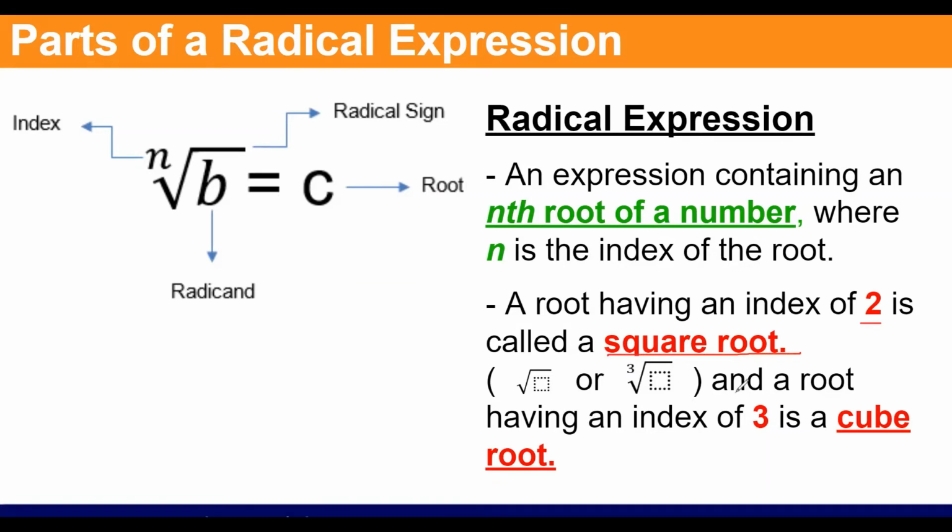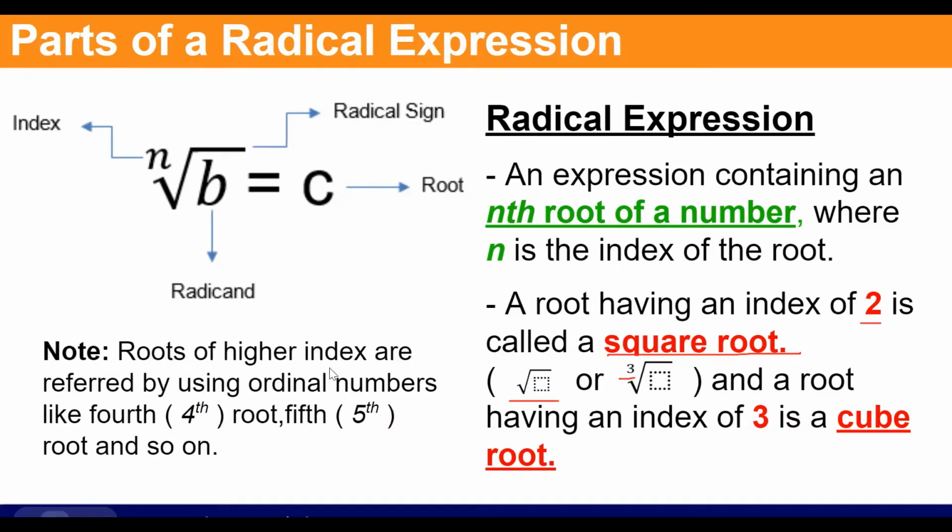Okay? Ito po yung symbol natin. Ayan, square root. Ito naman po, cube root kasi ang index niya ay 3. So, note, roots of higher index are referred by using ordinal numbers like 4th root, 5th root, and so on. So, kapag mas mataas na po sa index na 3, ang tawag na po natin doon ay 4th root, 5th root, 6th root, and so on. So, according po sa ordinal numbers.